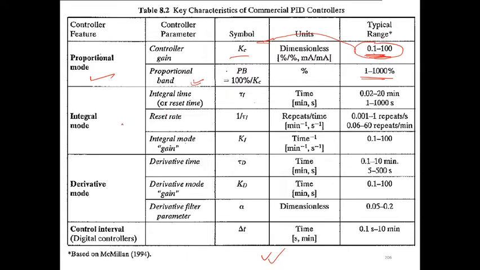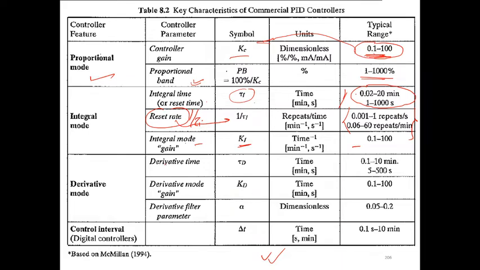In a similar way, the integral controller has a reset time, 1 over tau i. We define tau i as ranging from 0.02 to 20 minutes. However, when we take 1 upon tau i, it becomes the reset rate, and the reset rate is defined in terms of per minute or per second. So just divide 1 by 0.02 and 1 by 20 to find the range for the reset rate, and this is for the Ki.